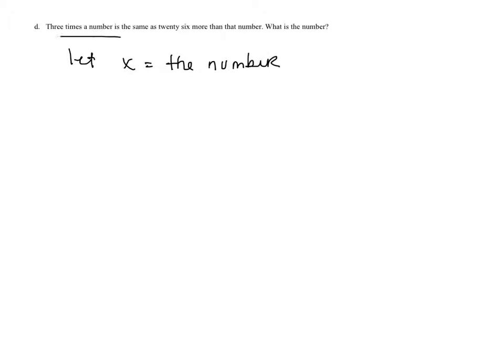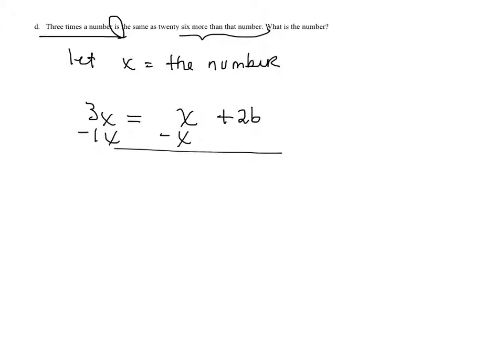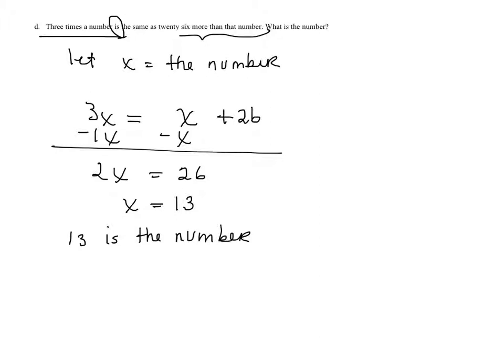Okay. So it says 3 times the number, so 3x, is a word indicator for equals, the same as 26 more than that number. So I'm going to add 26 more than the number, and then we'll solve. So I'm going to subtract x from both sides, which is the same thing as subtracting 1x. So 2x equals 26. x equals 13 because I'm dividing both sides by 2. So 13 is the number. And that is reasonable because if we multiply 3 times 13, we get 39, and 13 plus 26 is also 39, so we know we're right.